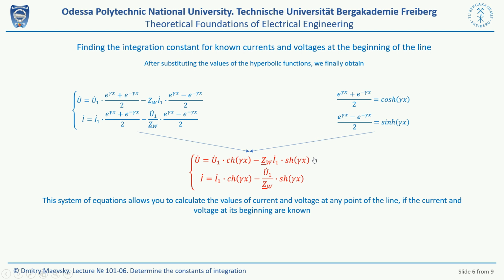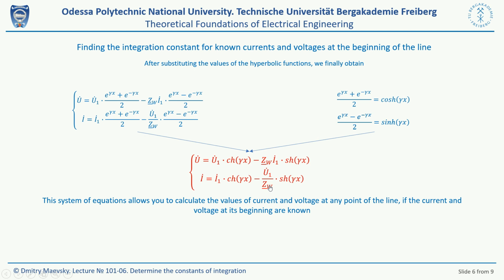Let's consider it in more detail. This system allows you to find the values of the complexes of current and voltage at any point of the line if the current and voltage at its beginning are known. This system also includes secondary parameters of the line: the propagation factor, gamma, and the wave impedance.